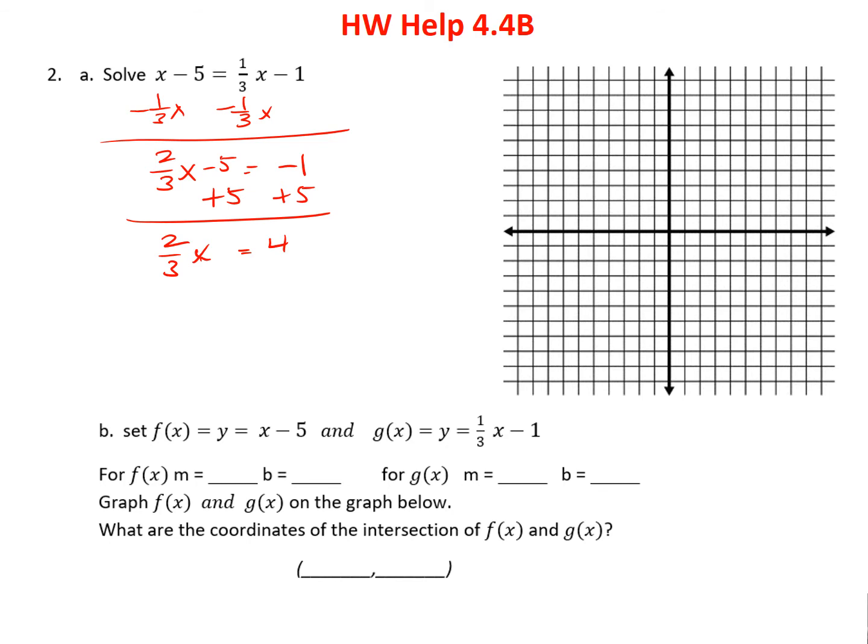And then the way to undo multiply by 2/3 is either to divide by 2/3 or what I like to do, multiply by the reciprocal. So multiply by 3 over 2. Notice that's going to give me 6 over 6 or 1.